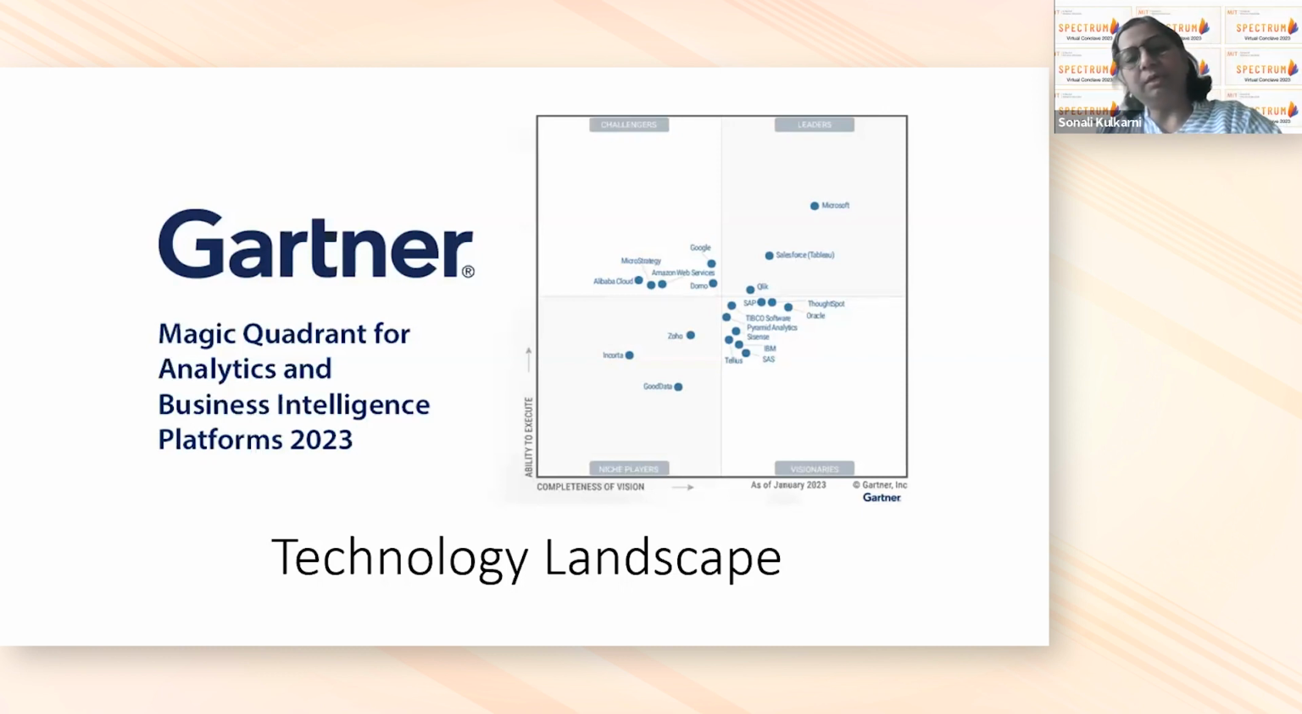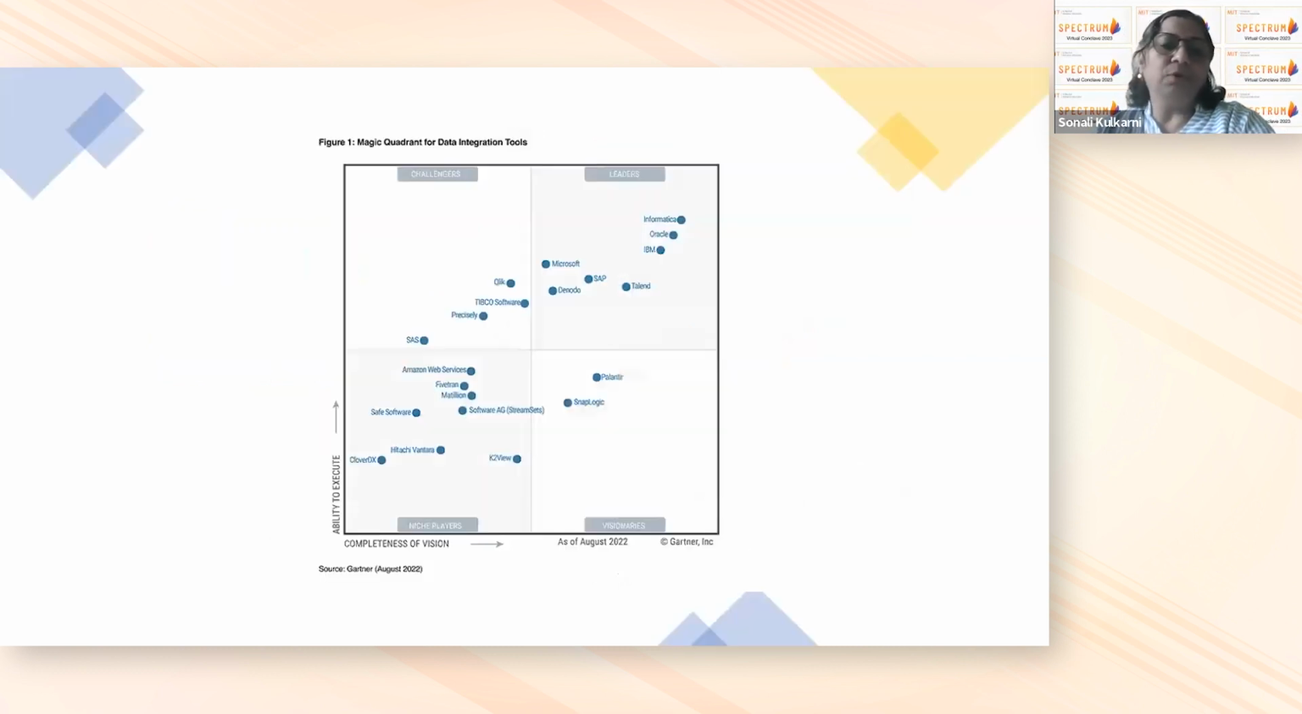So if you could see, Gartner is suggesting that Microsoft is way ahead. It's a leader in this entire BI analytics domain, followed by Salesforce. Qlik was good, but it is also still in the leaders quadrant. But of course, Microsoft and Salesforce have taken up a lot of lead in this entire landscape. Similarly, if you look at the data integration toolsets, Informatica, Oracle, IBM are definitely leaders, followed by Microsoft and SAP as well. Talend is an open source tool, which is again capturing a very good market in the data integration landscape.